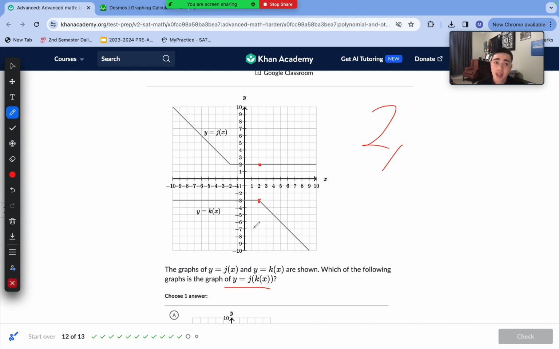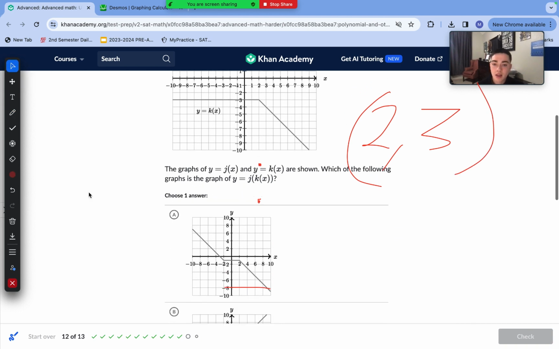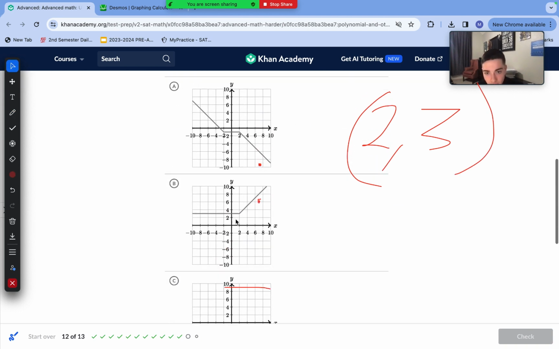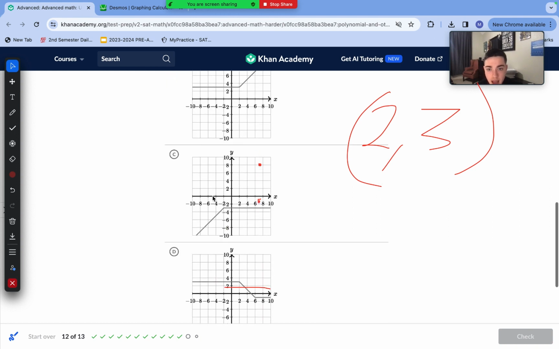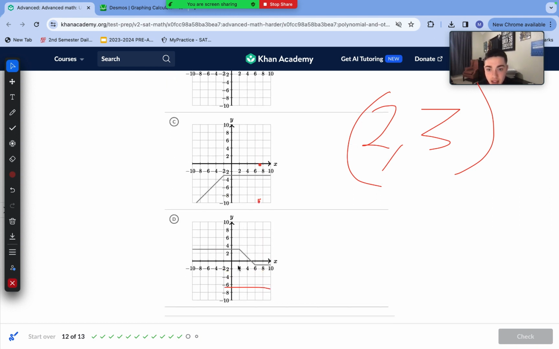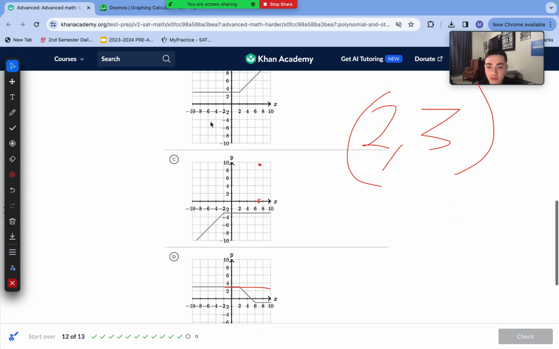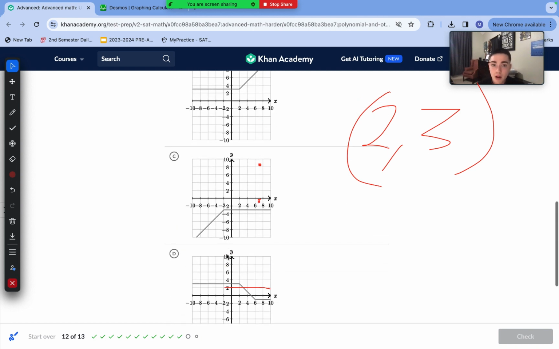K of positive 2 is negative 3. Then we would take j of negative 3. J of negative 3 is then positive 3. So that means this new graph is 2, 3. We need to find which of these ones have 2, 3 as a coordinate pair. B has that, and D has that. Where B and D differ is after this positive 2 occurs.